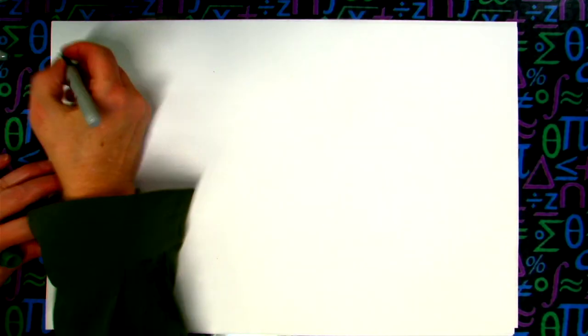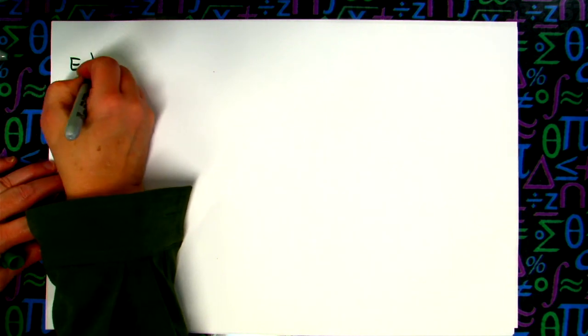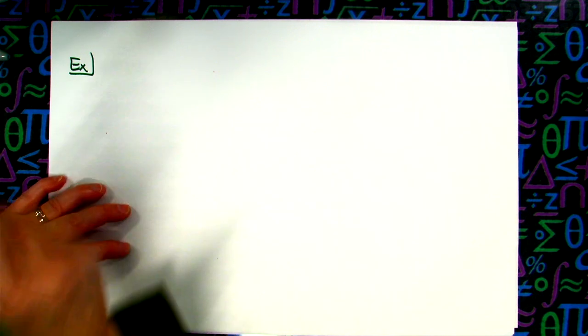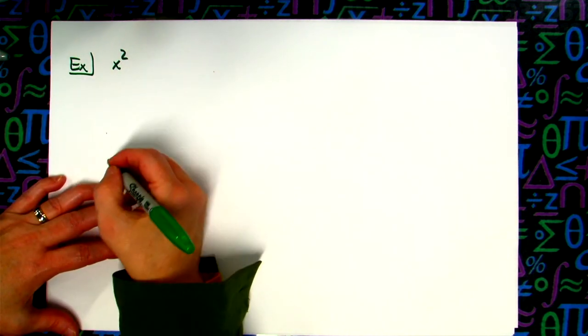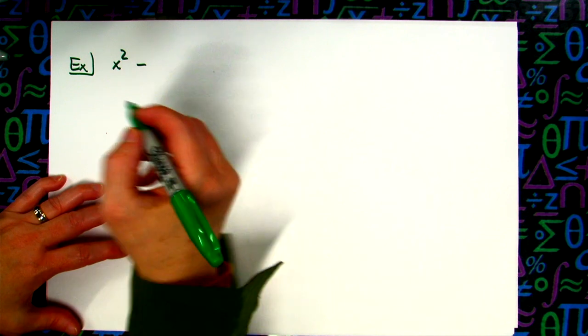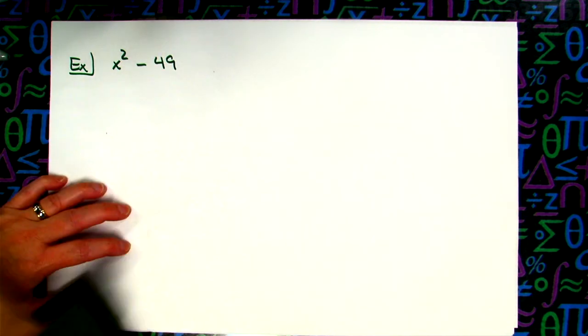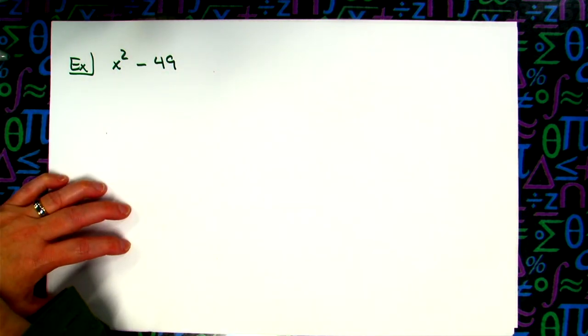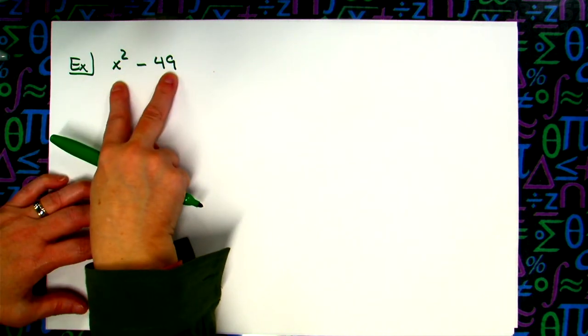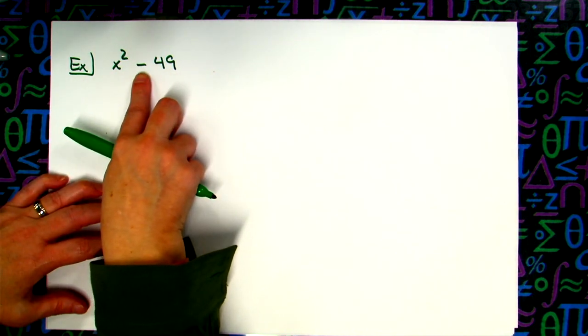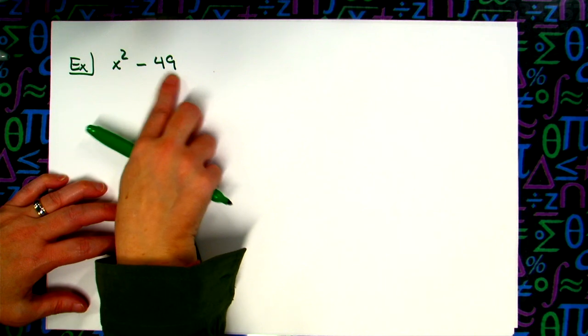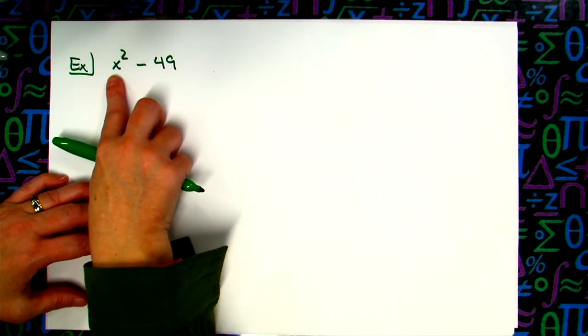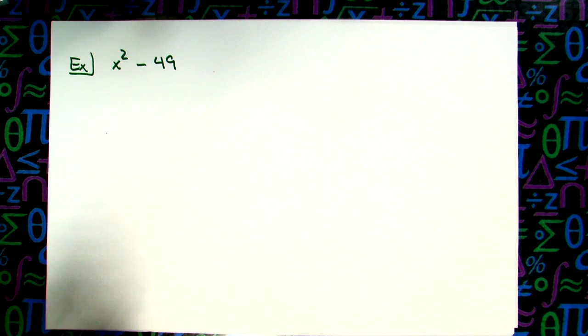Okay, now what these problems are going to look like. They're going to have two terms. They are going to have a minus sign, and they're going to have perfect square roots. So if I had an x squared minus, maybe say a 49. Okay, do I have two terms? Yes. Do I have a minus sign? Is 49 a perfect square root? Is x squared a perfect square root? Yes. So now, on this first one, I'm going to write this down, but then you're not going to write this down afterwards.